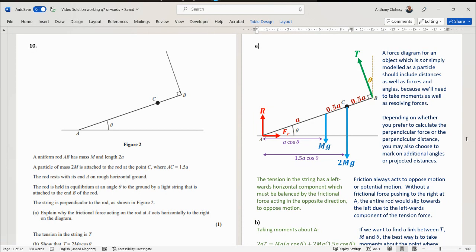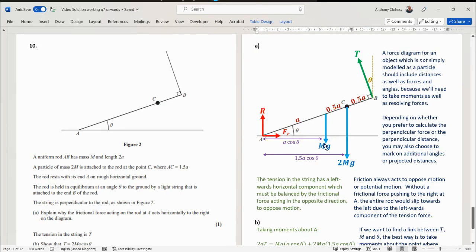We have the weight of the object itself pulling down, and the fact that this one is a uniform rod means that we can safely assume that the weight acts in the center of the object. In other words, the center of mass can be assumed to be in the center of the rod. And if they give you a question, as they often do, that says something like, explain how you've used the fact that this rod is uniform in your answer, that's how you've used it. You've made the assumption at the beginning when you made your force diagram that the center of mass acts in the center of the object. And that's what this mg force is in the middle.